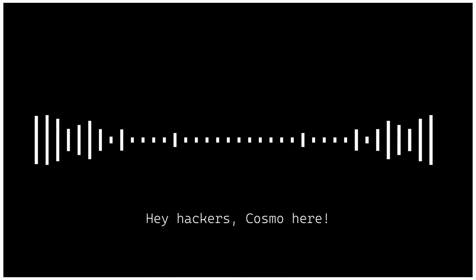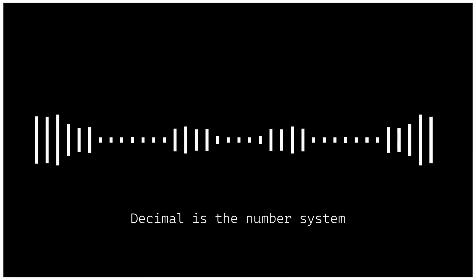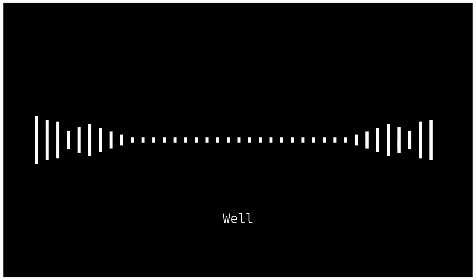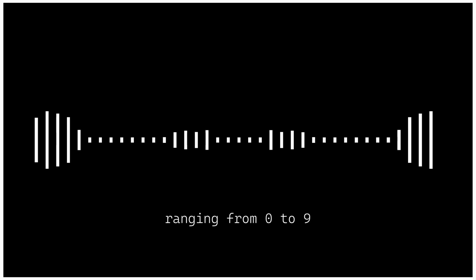Hey hackers, Cosmo here. Unless you were born with 9 fingers or a third leg, decimal is the number system that most of you should already be familiar with. Now, decimal is a base 10 system, and if you may be wondering what that means, well, base 10 means that it utilizes 10 digits to represent numbers ranging from 0 to 9.